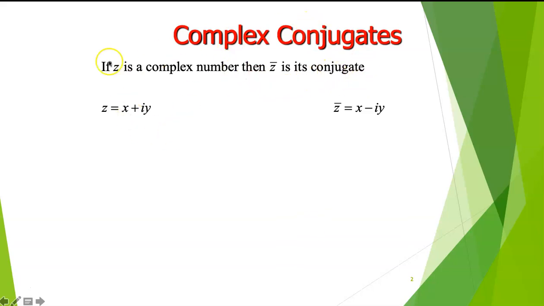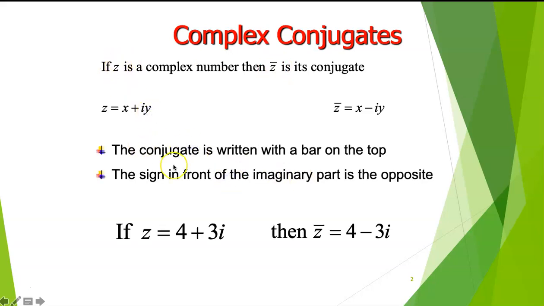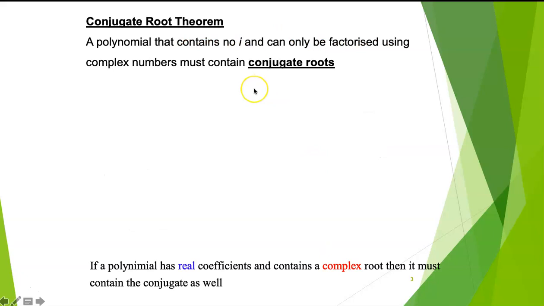Complex conjugates are the same number, but with the opposite sign of the imaginary component. We normally use the bar to indicate that it's the conjugate of z. So z bar means the conjugate of z. This is just revision of what we've done. For example, if you have the complex number 4 plus 3i, then the conjugate for that will be 4 minus 3i. How are we going to use that for the conjugate root theorem?